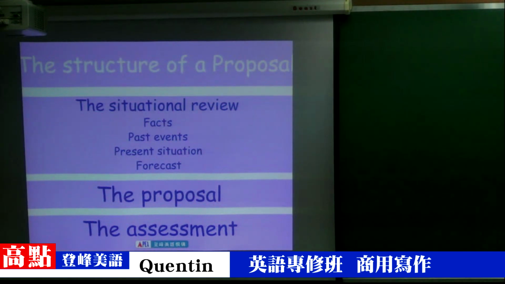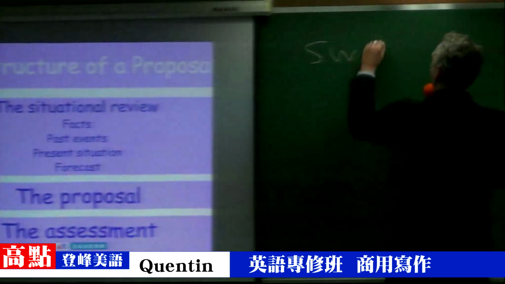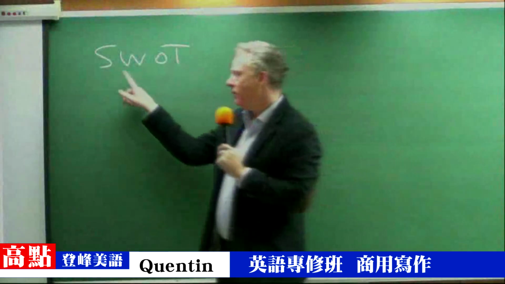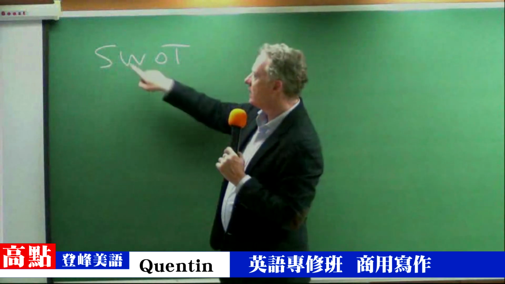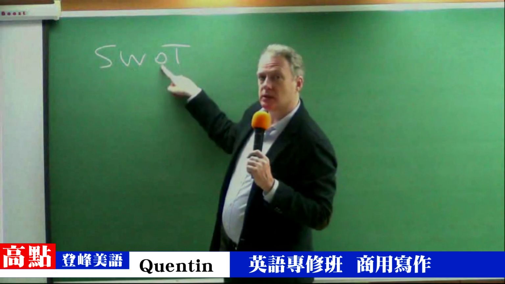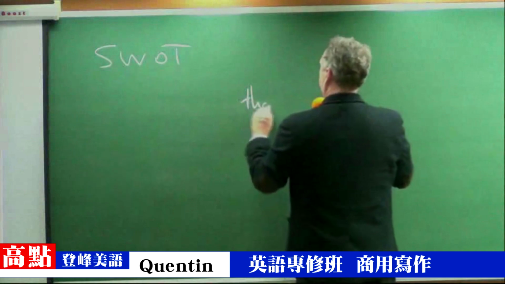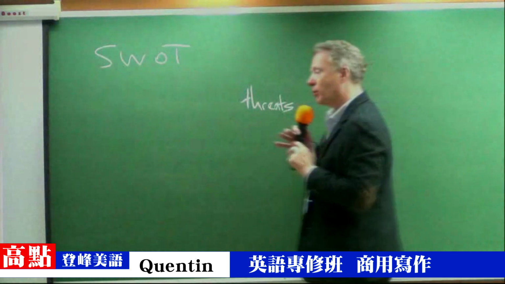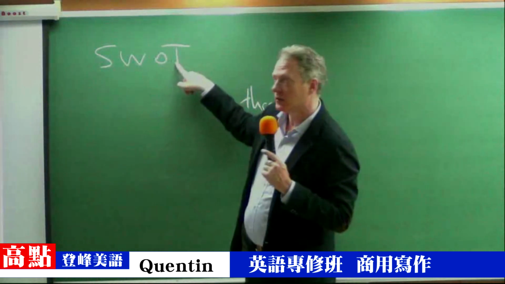Because this is the part of the proposal where you will show your business thinking. So, for example, in the assessment section, you will include a SWOT analysis. Can you remember what SWOT analysis means? Strengths, weaknesses, opportunities, and threats. I'm sure you know this from your business school, right? Strengths, weaknesses, opportunities, and threats.